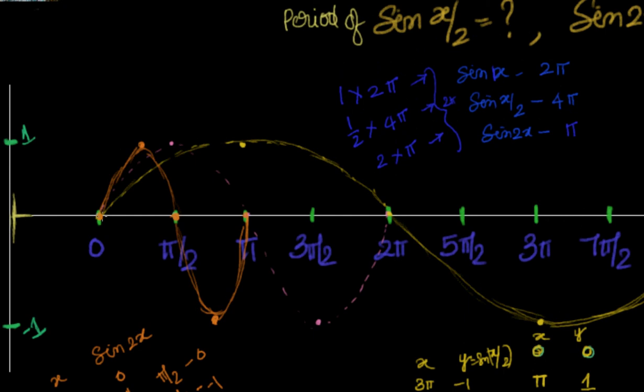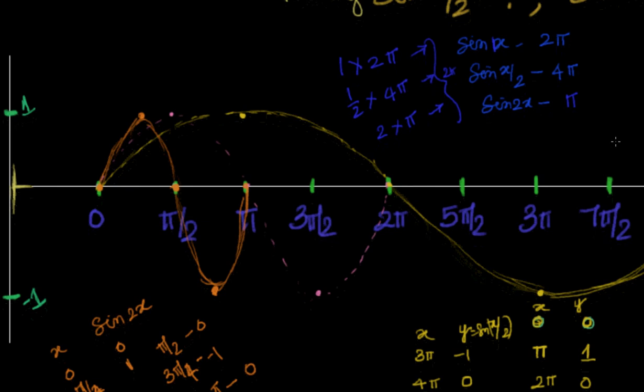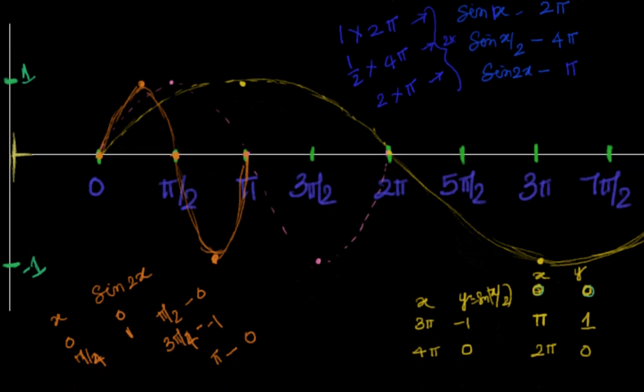We know that for sin x, it is 2 pi. When I made x as x by 2, I observed that the period is 4 pi. When I made it sin 2x, I have seen that the period is pi. From that, I can see that if the coefficient is coming down, the period is increasing. That means if it became half, the period became double. If it became double, the period became half. That means they are inversely proportional, so their multiplication should be constant.